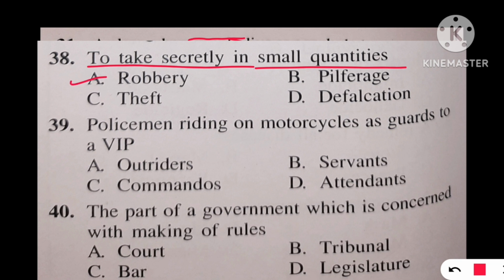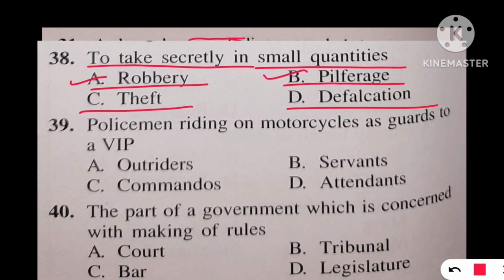Next question, 38. To take secretly in small quantities. Option A, robbery. Option B, pilferage. Option C, theft. And option D, defalcation. The right answer is option B, pilferage. It means taking away or stealing in a very small quantity on a regular basis secretly.